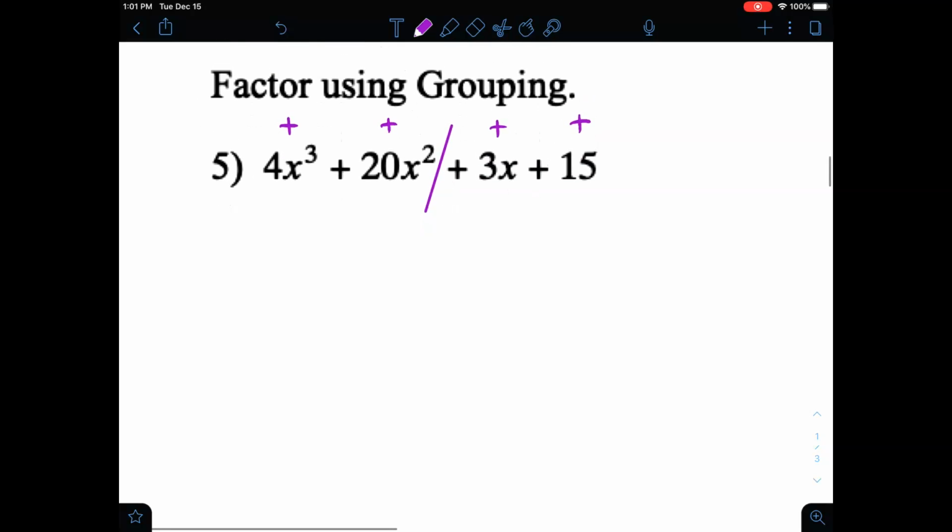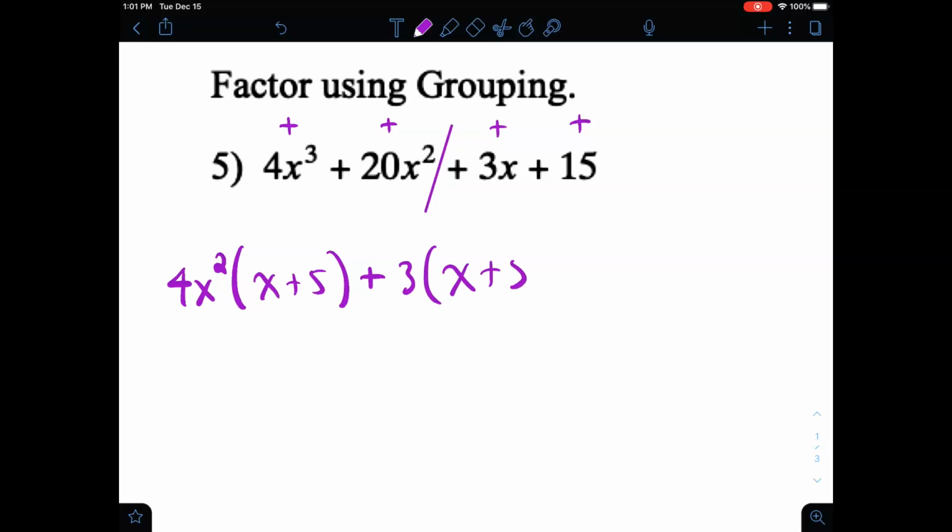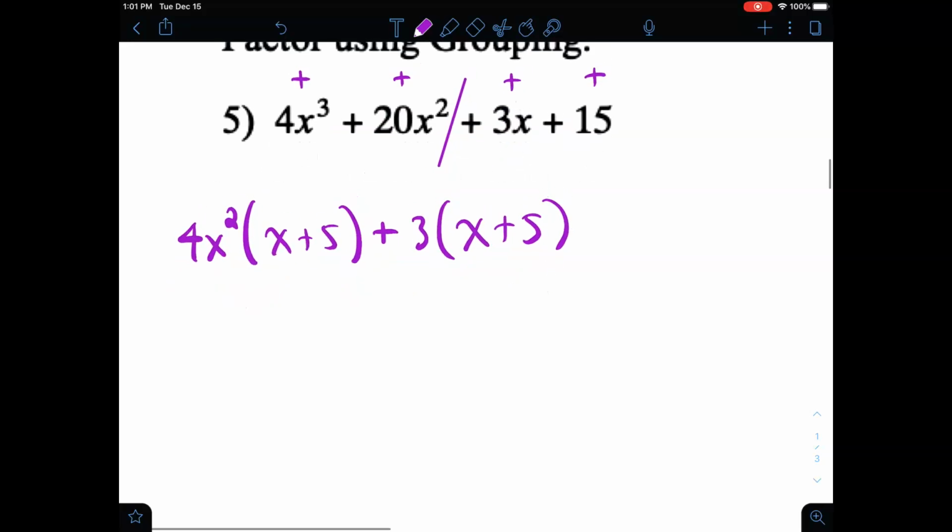So let's find the GCF. What goes into 4x to the third and 20x squared? We can pull out a 4x squared, and when we divide those both by 4x squared, we get x plus 5. Because the signs are the same, we're going to put a plus here and pull out a positive. What number goes into 3 and 15 nicely? Well, we can pull out a 3. When we divide everything by 3, we get x plus 5. And now the GCF between these two terms is actually the x plus 5.